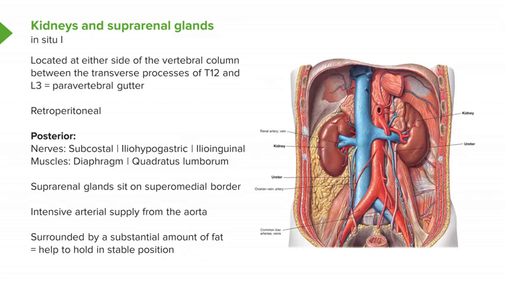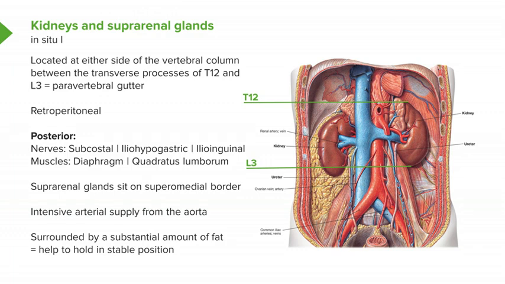So that's a general overview. They're located between about T12 and L3. So this will be T12 and this will be L3. That's their approximate position, sitting in what's known as the paravertebral gutter. Just some depressions either side of the vertebral column.